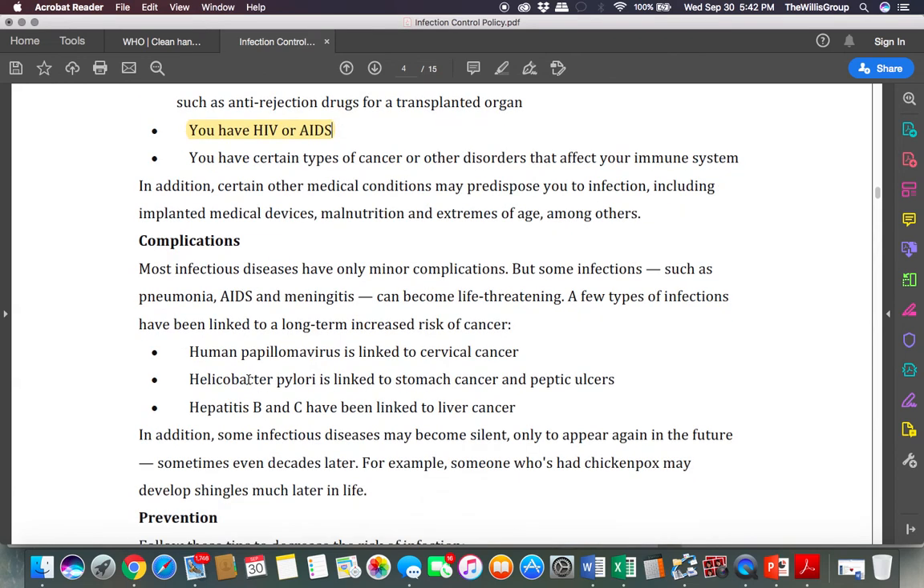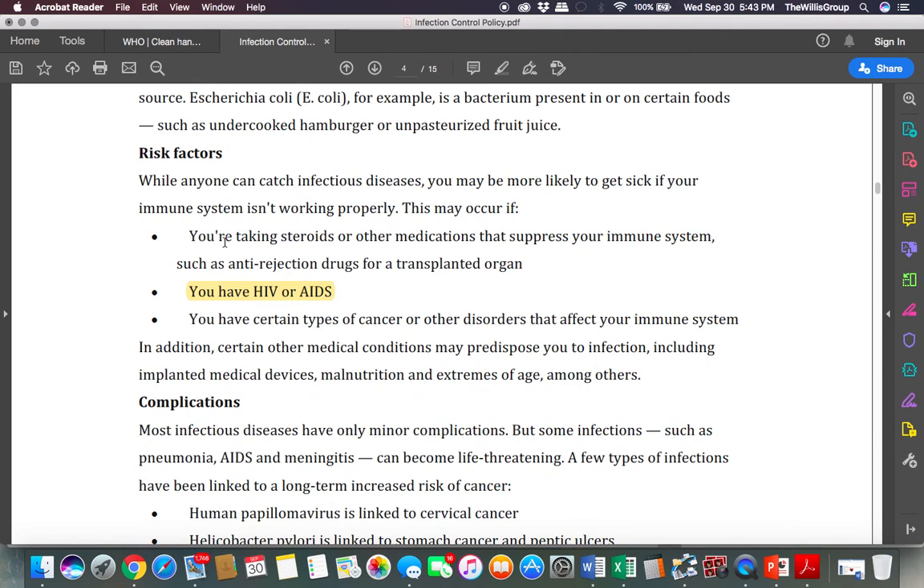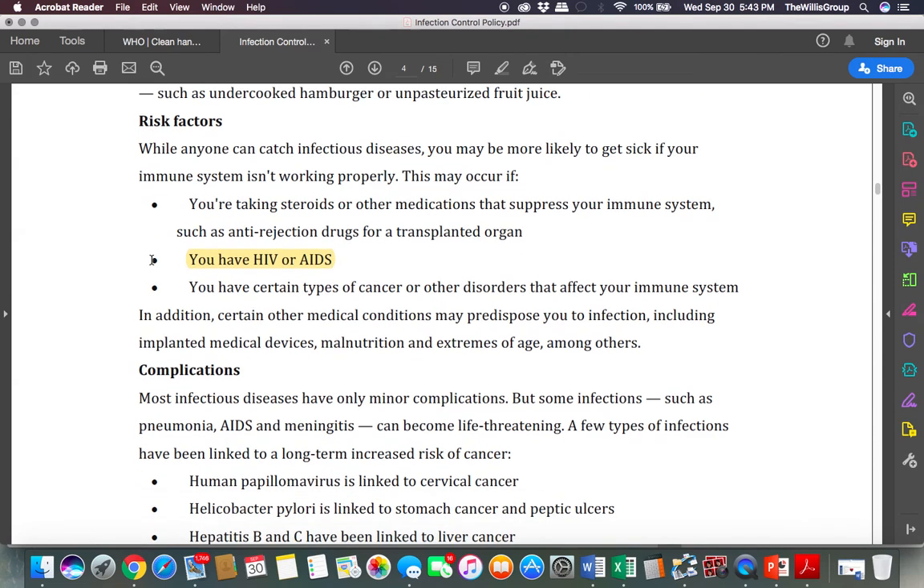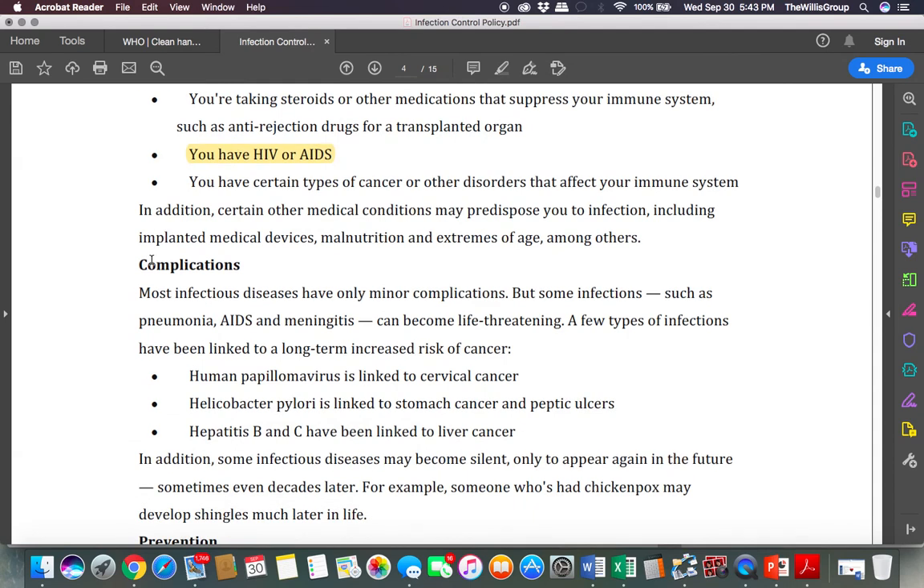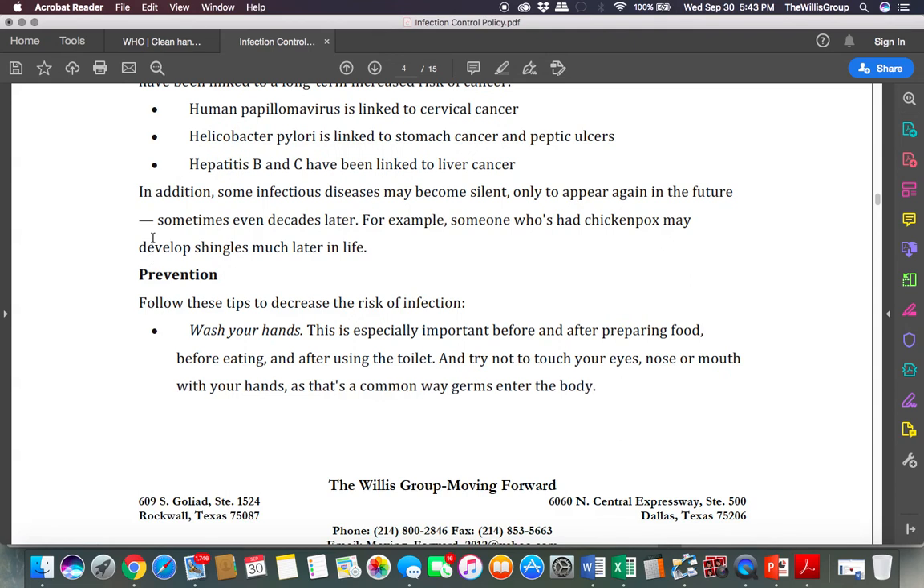But there are many other things that we're talking about, like cancer as well, steroids, and so on and so forth, that are risk factors for getting an infectious disease, or those things themselves being infectious diseases. But again, we talked about prevention, and as we see, it is stated repeatedly because of the importance of washing your hands.